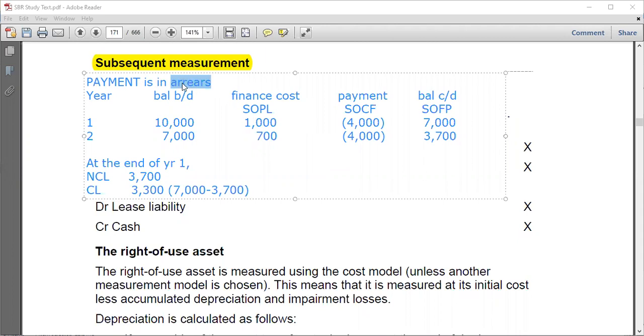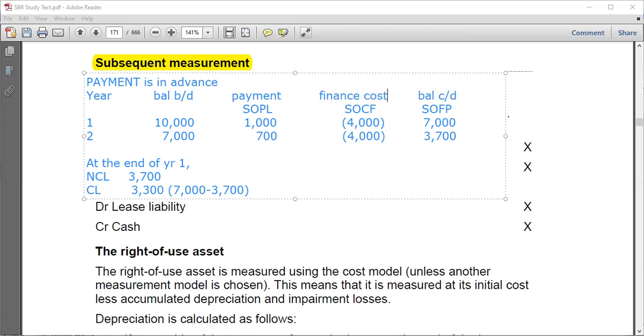What if the payment was in advance? What would you have done? If the payment is in advance, that means that if you have the opening balance at the balance BD here, remember you have to pay first. So if I started with 10,000, but remember payment was done first, I have to take 10,000 minus 4,000 first to remain with 6,000, and then I have to determine the finance cost. So if the payment is in advance, I have to swap these two things. Here I should write payments, and then after payment here, I should write the finance cost, just like this.